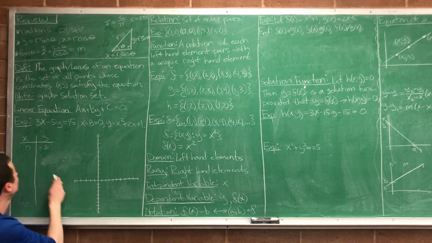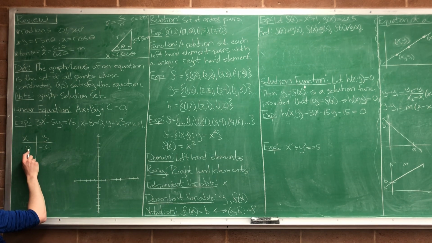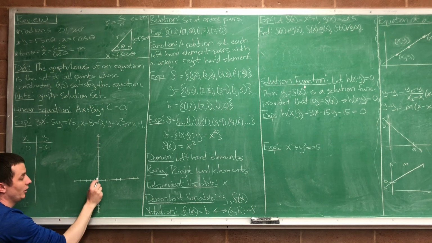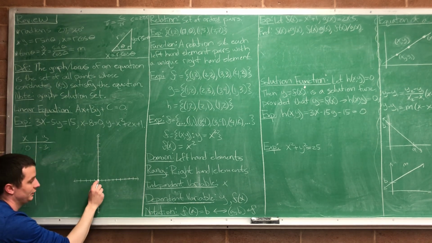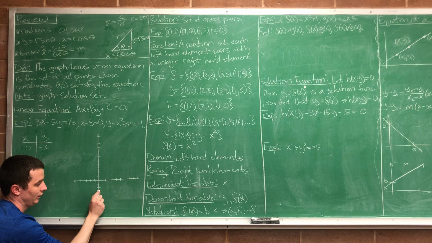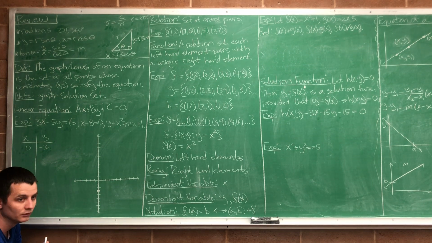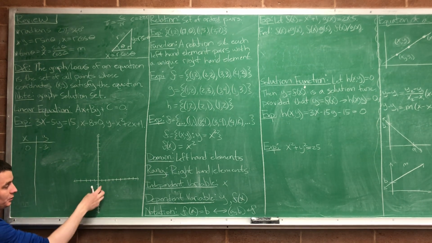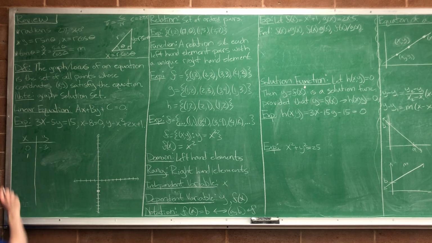When we plot that, remember this is how far we are from the y-axis. We go 0 from the y-axis, we go negative 3 from the x-axis, and that puts us right here, our point 0, negative 3. All right, let's try another one. Let's plug in x equal to 1. What do we get? Negative 20.